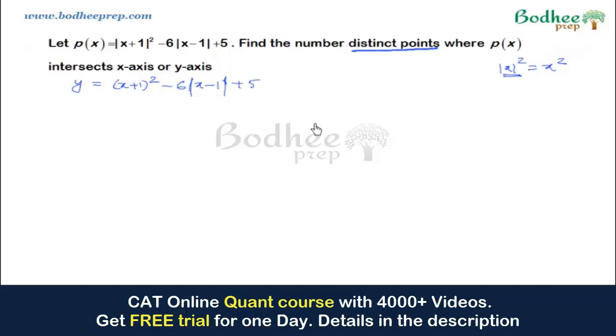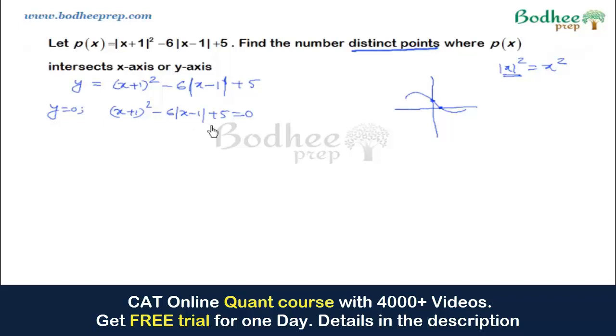Now let us first of all find which places it actually intersects the x-axis. So we know that if this is the x and y-axis, then any graph which intersects the x-axis, there the value of y is 0, and for the y-axis the value of x is 0. So let us take y equal to 0. So here we'll get that (x plus 1) whole square minus 6 mod of (x minus 1) plus 5 should be equal to 0.